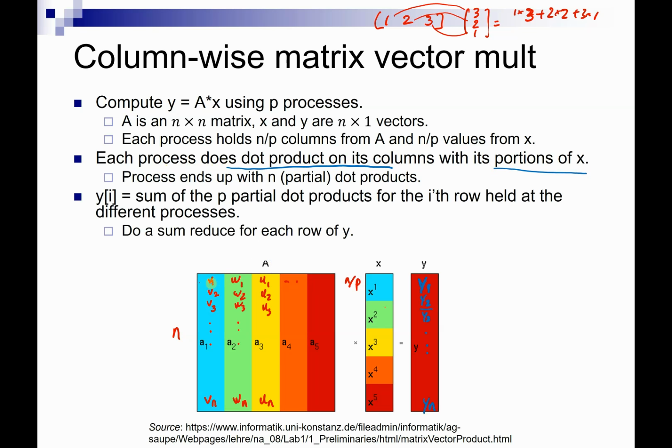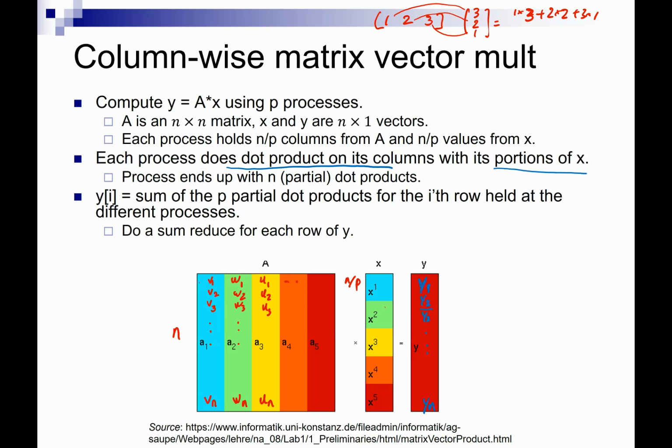Okay, that's going to produce all of these v1, v2, v3 values, or w1, w2, and so on. And then after that, we need to add up all of these v1, w1, u1, or v2, w2, u2s.